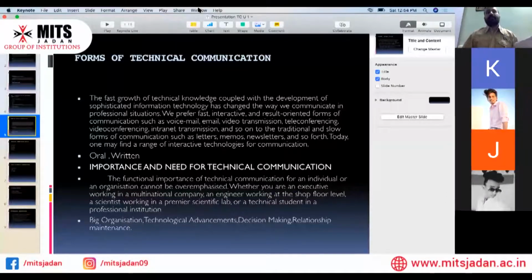Technical communication can help us maintain relationships not only in the outer world, with government officials and other private companies, but also with workers, whether my subordinate or my boss. Technical communication helps us maintain very good bonding and communication with colleagues in our same institute and organization. So beta, this was about the importance and need for technical communication.